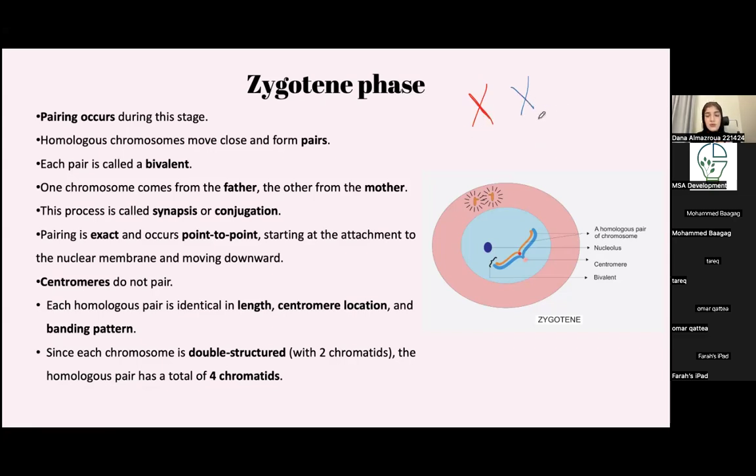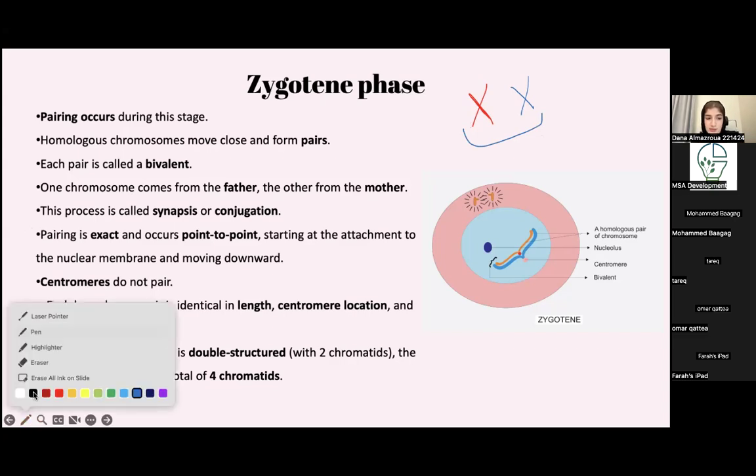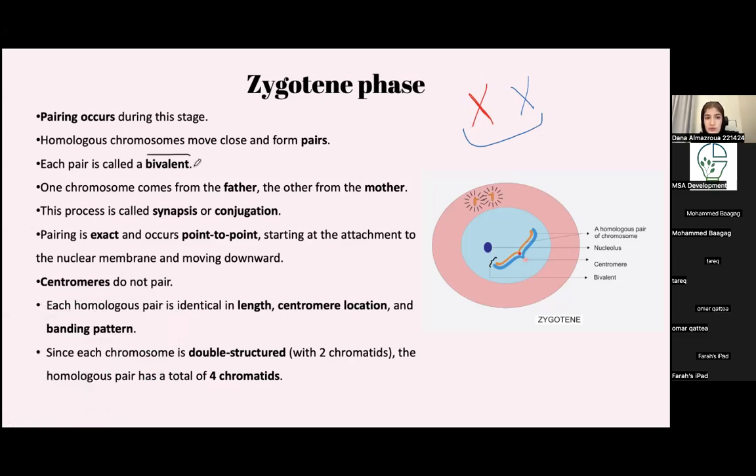Anything that's coming from the mother can be called maternal. Anything that's coming from the father can be called paternal. Now these two chromosomes, because we know in meiosis, it's a division of a sex cell, will join together. Now pairing means pairing of these two chromosomes together. Each pair is called a bivalent. Now, why is this important? Why do we need to know this terminology?